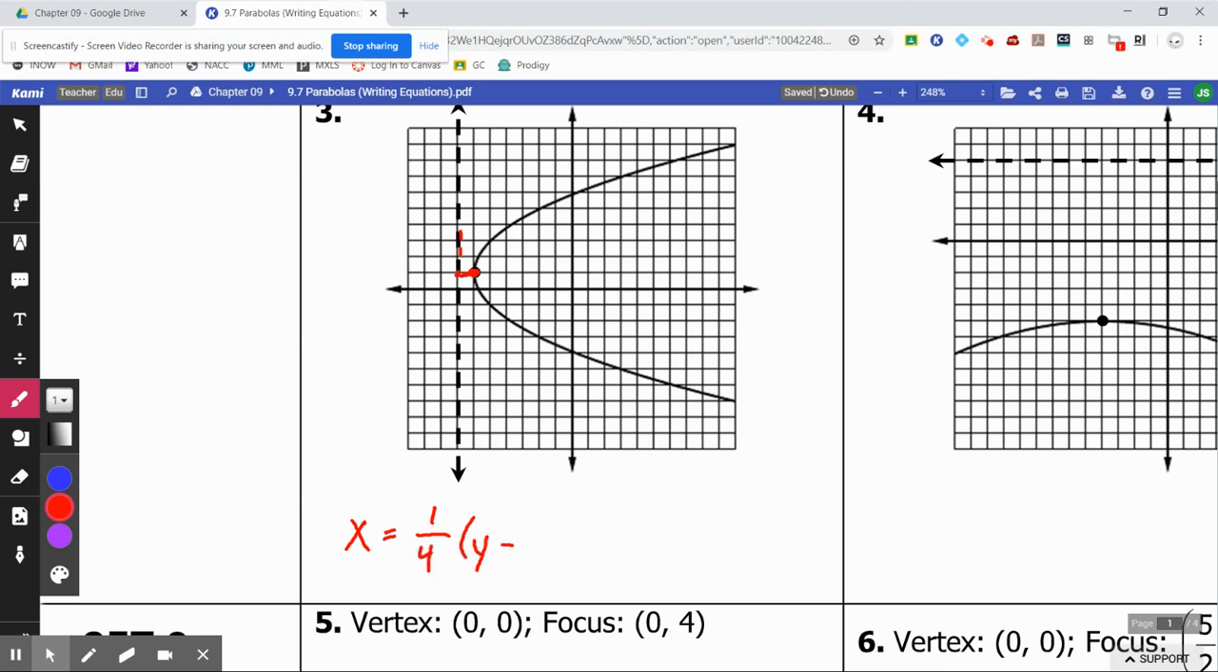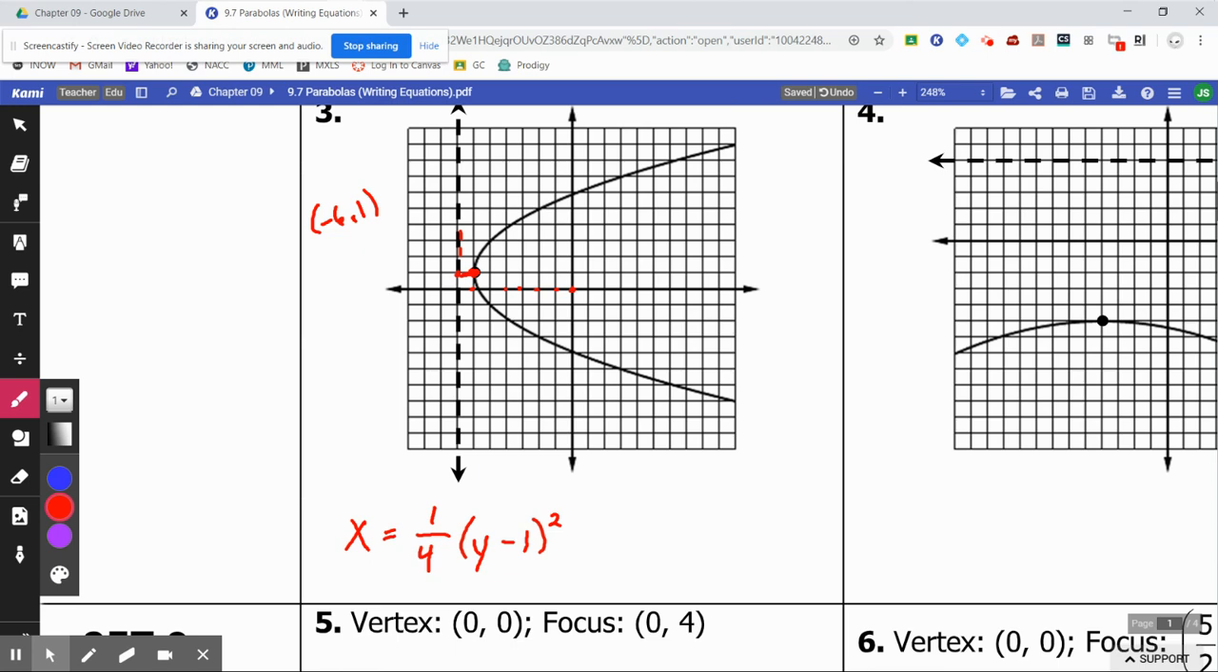Y minus k squared. So let's see how we move this. Here is 0, 0. We moved it left 1, 2, 3, 4, 5, 6, and up 1. So -6, 1 is our new vertex here. So therefore, to move it to -6, 1 on my y value, I've got to do a -1 inside parentheses. That'll move it up 1.